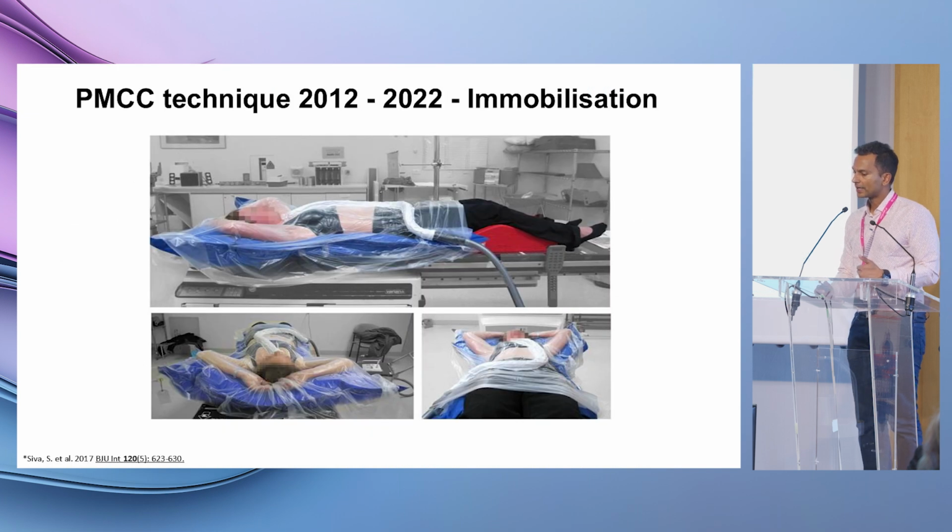Our technique at Peter Mac when we started our program has been very consistent for a period of about 10 years' time. We used a system which has dual vacuum immobilization: a vacuum beanbag at the bottom of the patient and a vacuum on top of the patient to help reduce tumor motion and to allow immobilization. It finished in 2022, and I'll explain to you why. But the system is a bit like this.